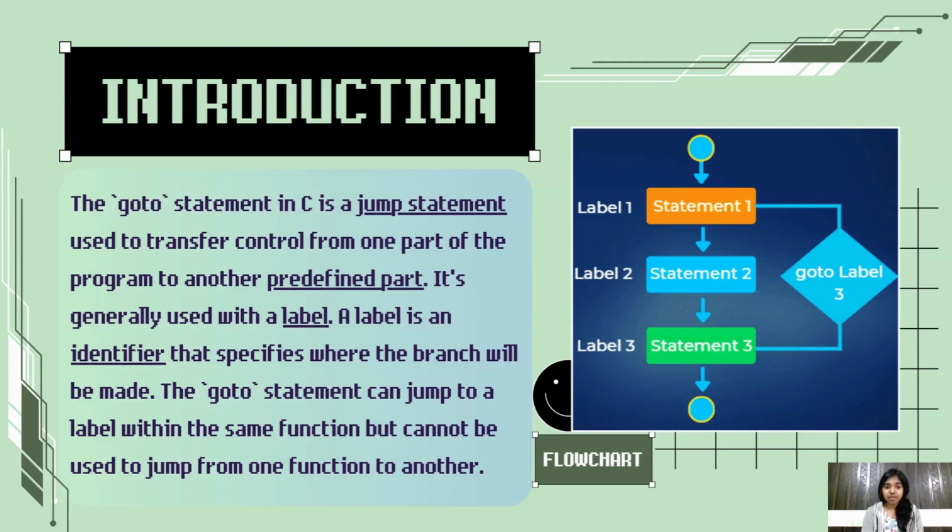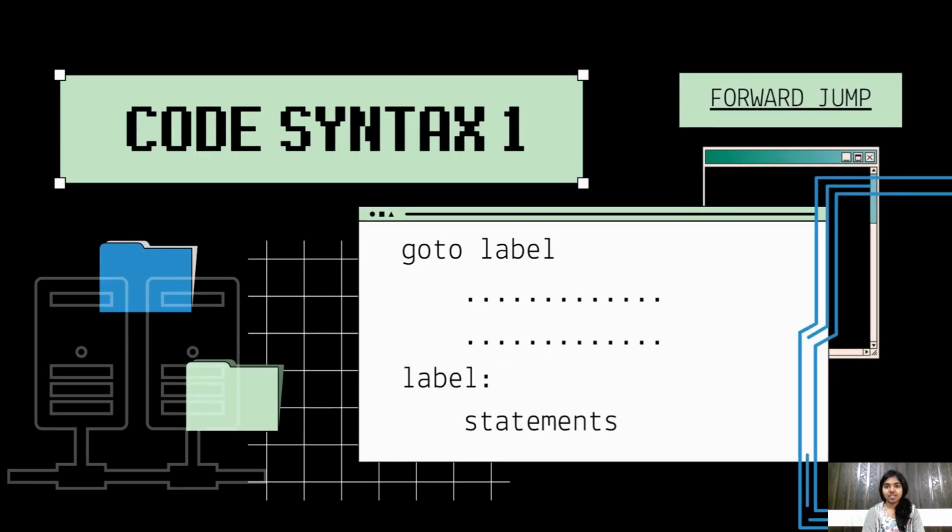The goto statement can jump to a label within the same function, but it cannot be used to jump from one function to another. Here is the flowchart that illustrates the working of Goto statement. You will understand it better when we write a program. Moving on to code syntax 1.